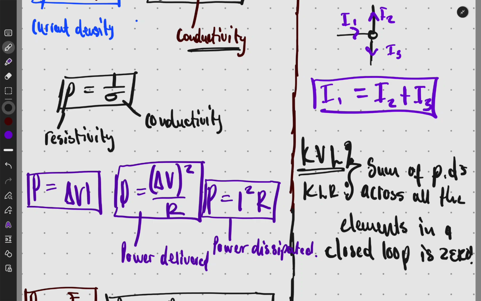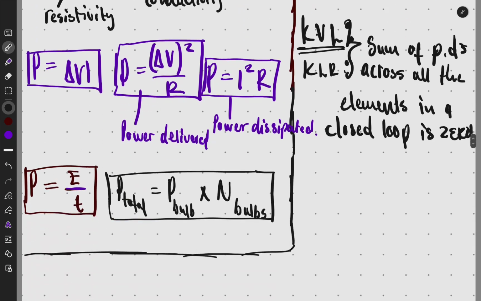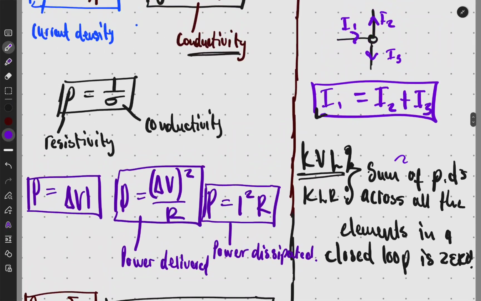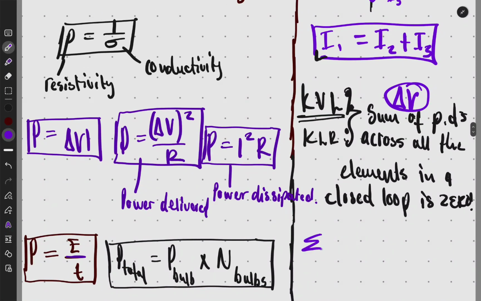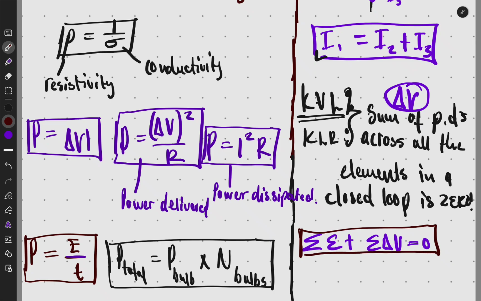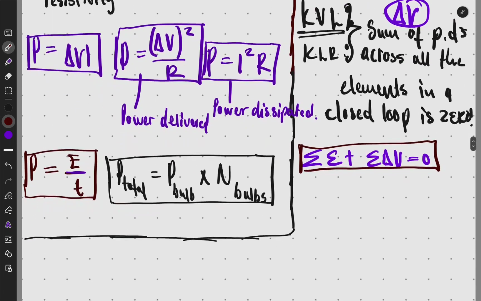So we are going to sum all the PDs and make them equal to zero. Now, what you must know is that for KVL, it's for PDs, which are delta Vs. So we're going to say the sum of EMFs plus the sum of these PDs, delta Vs, should give you zero. This is what the KVL says. All the potential drops across a circuit should give us zero when we add them. This is the sum, this is delta, then this is the EMFs, then these are the delta Vs.